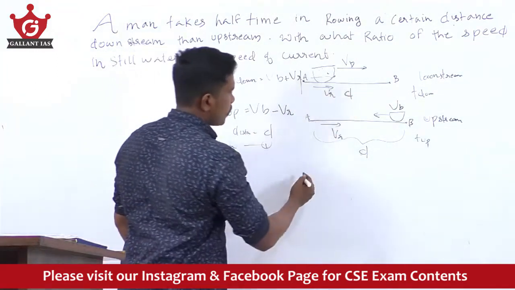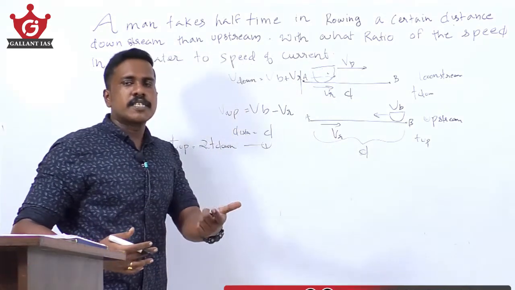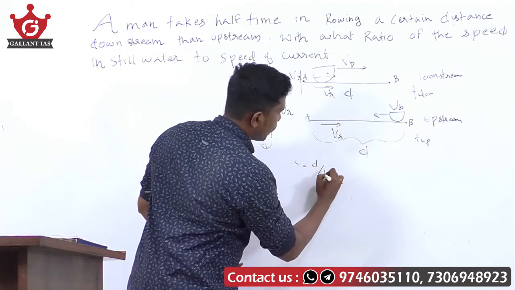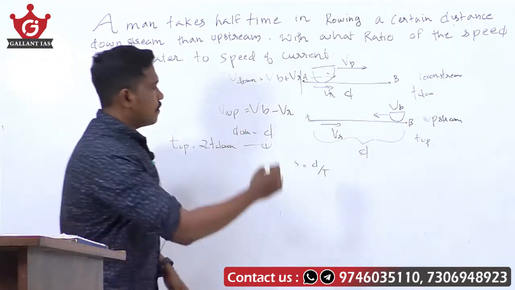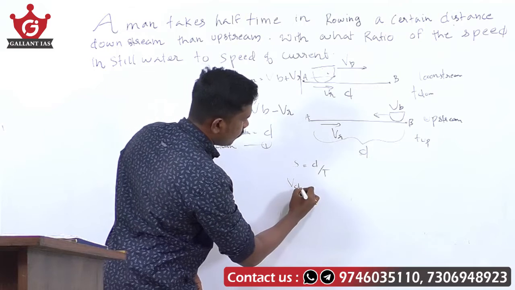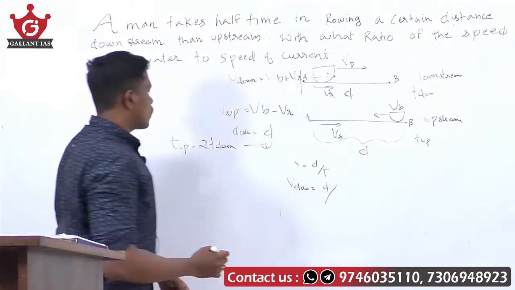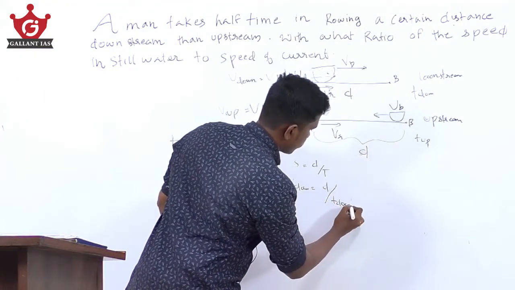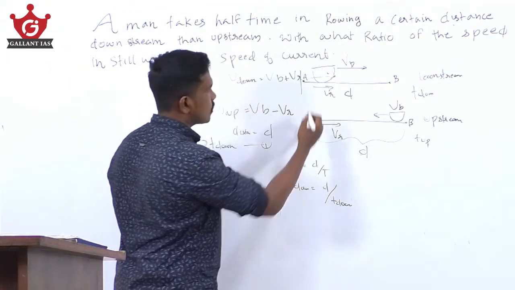So here we already know, what is the equation for speed? Speed is equal to distance by time. Here, V downstream is distance, that is D, and time is T down, right? T down. Now this is for the case of downstream.